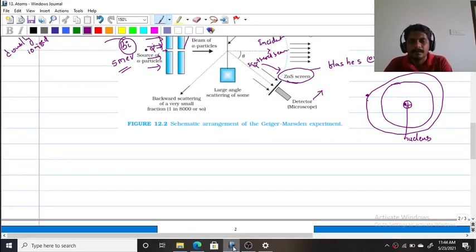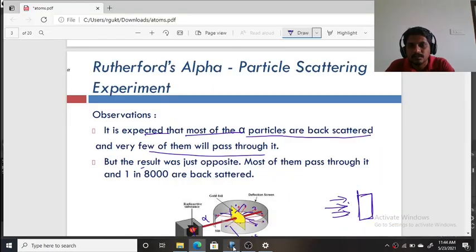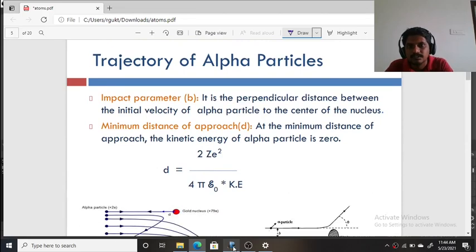So this is about the Rutherford atomic model. Now we will discuss some definitions regarding this experiment. What is the impact parameter? What is the distance of closest approach? The next concept is the trajectory of the alpha particle. In this topic, we will define two things here. One is the impact parameter, which is represented by b, and the least distance or minimum distance of approach is small d. So look at the trajectory.